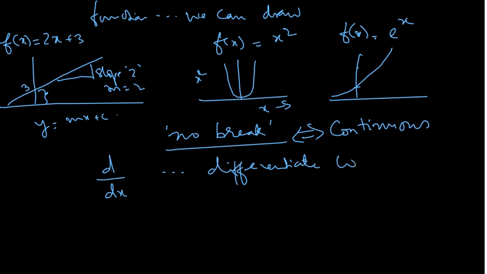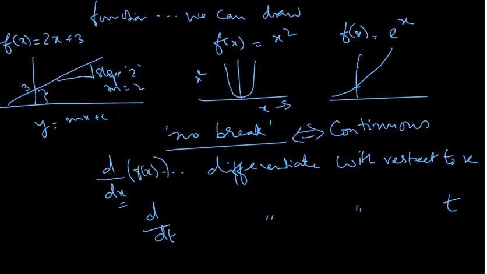Differentiate with respect to x, because x is there. If I have d by dt, then differentiate with respect to t. If I have d by dk, differentiate with respect to k, whatever. So what we differentiate here, we are differentiating this f of x. If it is g of t, then we differentiate g of t with respect to t. So whatever is the variable here, the same thing we use here. This is a notation.